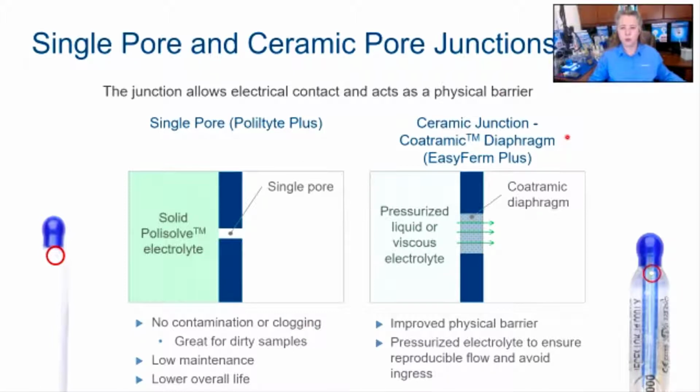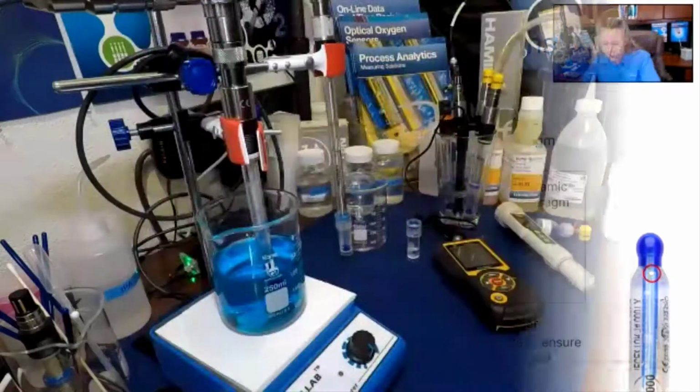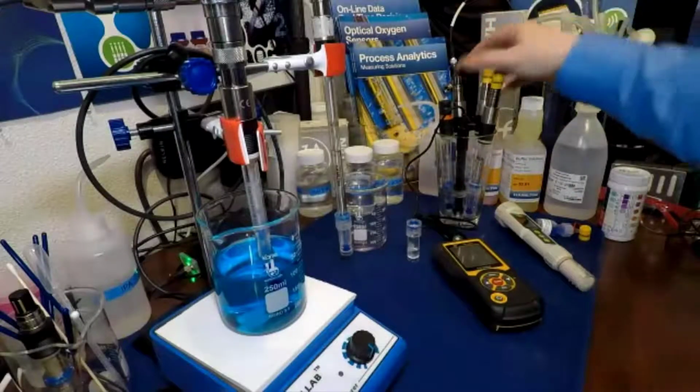Ceramic junctions, which in Hamilton probes are called Coatramic diaphragms, and I'll show you an example of this. This has a ceramic plug in here. It's a great physical barrier. It's sterile. It prevents your process from entering into your probe. In addition, this is generally coupled with a pressurized or viscous electrolyte that also presses and pushes out so that your process does not enter into your probe. So let's just take a brief moment and look at a couple examples of that.